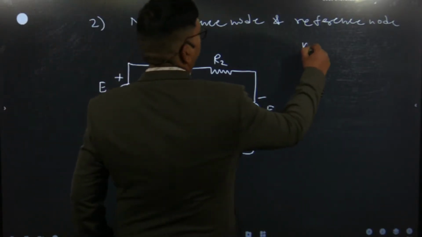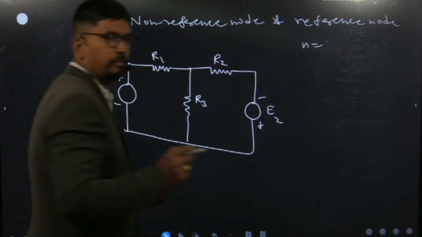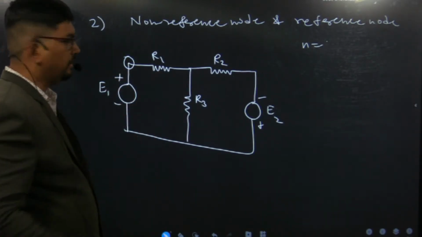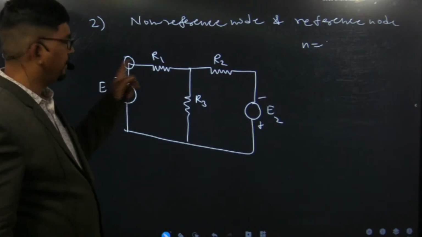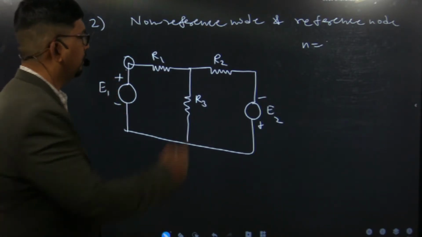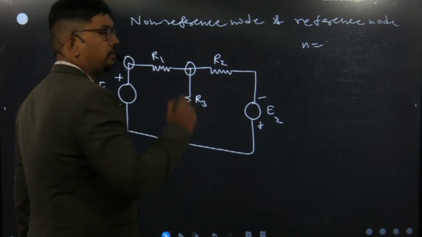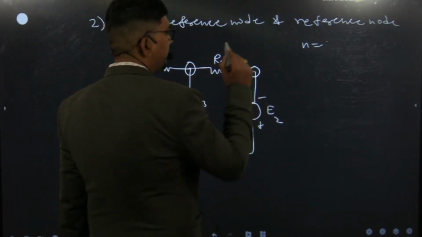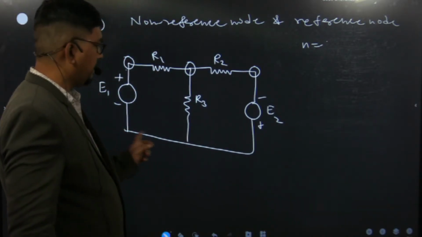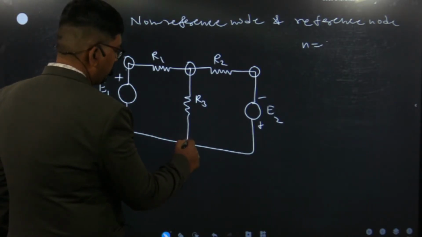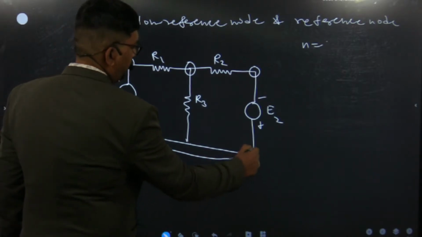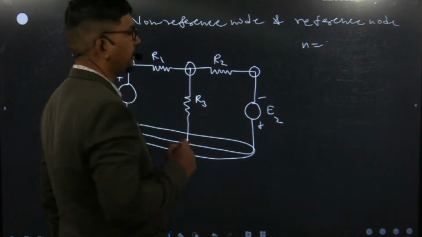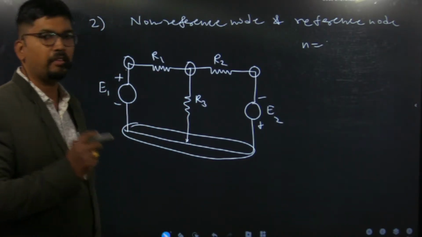Now again, the first step is to find the number of nodes in the given circuit. So again we will check every point in the circuit. At this point two elements are connected, so this is a node. Next is this point where three resistances are connected. Next is this point, where there are two elements, and the last is the bottom point, because these are all connecting wires, so they represent the same point. So in this circuit the number of nodes is 4.